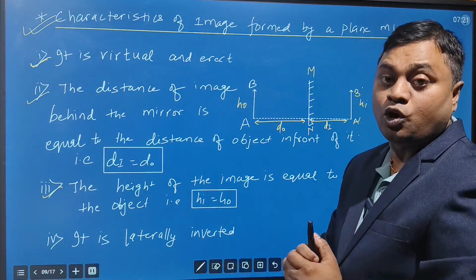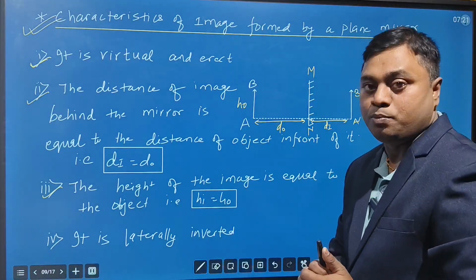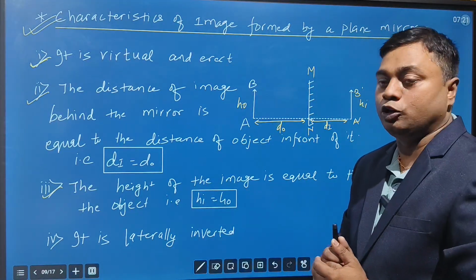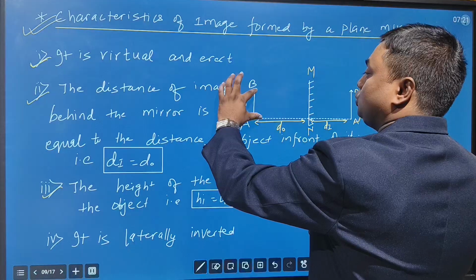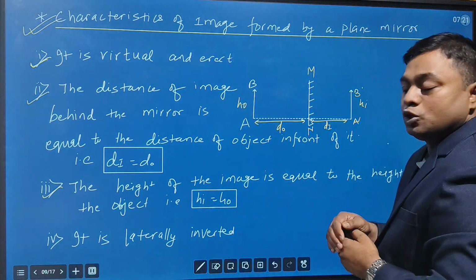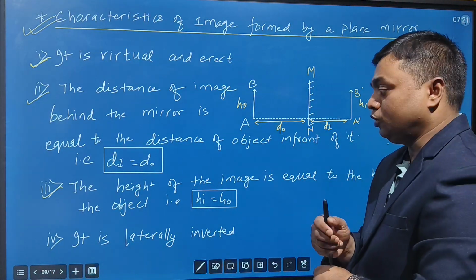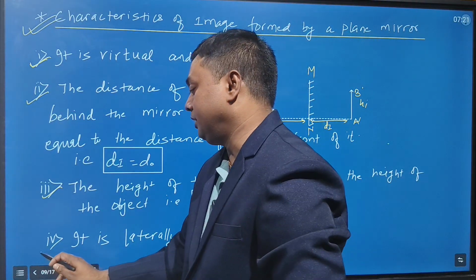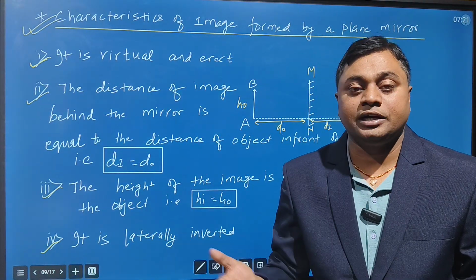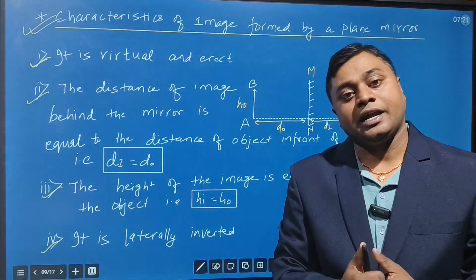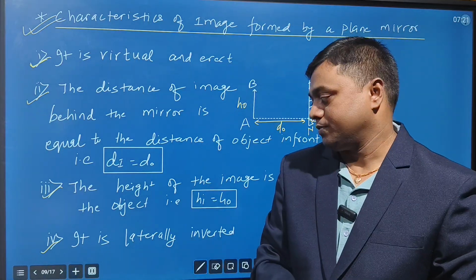Next, the size of image is equal to the size of object, or height of image is equal to height of object. Suppose this height is 2 feet, so the image height will also be 2 feet only. Yes or no? And it is laterally inverted. It means the left part of the object becomes the right part of the image, and vice versa.